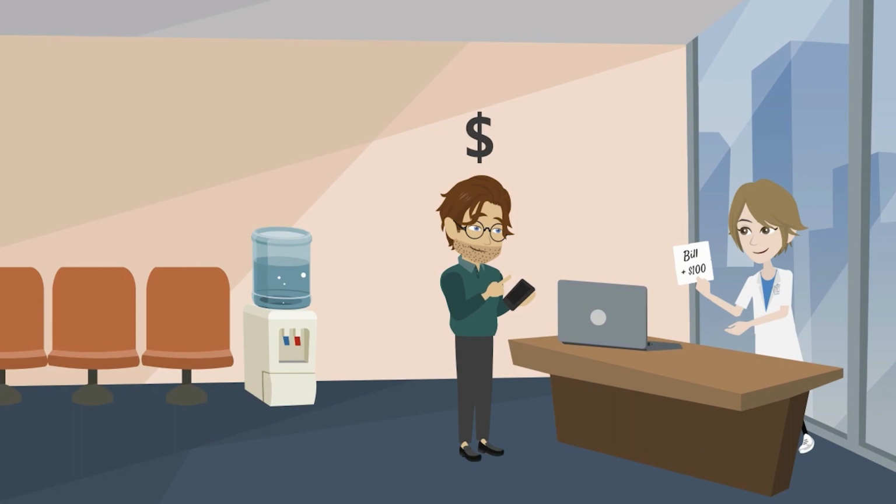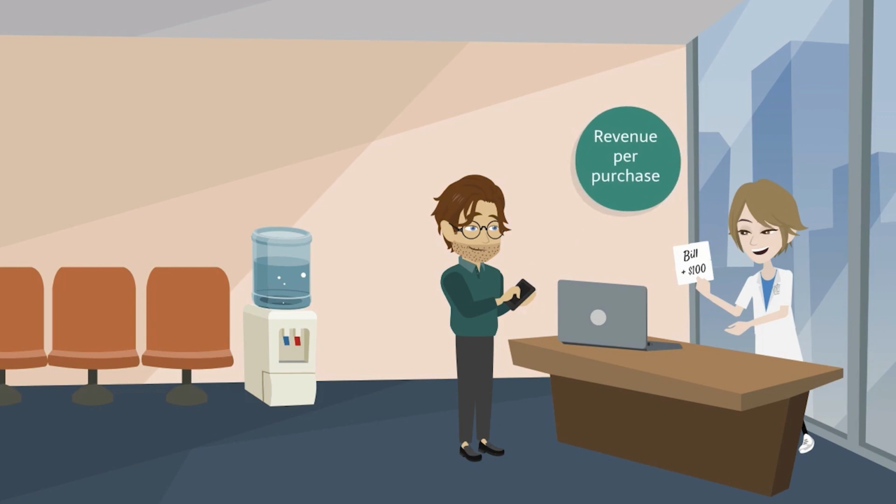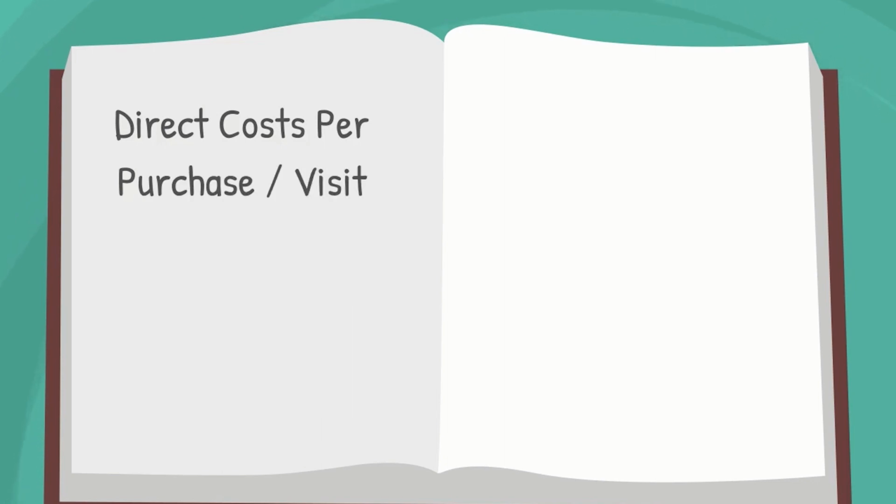Let's use an example of an Oriental medicine physician. Each time a client visits, the client pays an average of $100. First, we'll plug in the revenue per purchase. This is the average amount your customer will pay each visit or purchase. Next, we consider the direct costs per purchase. This is the average cost to the business for each visit or purchase and includes both the costs of physical goods and of services rendered.